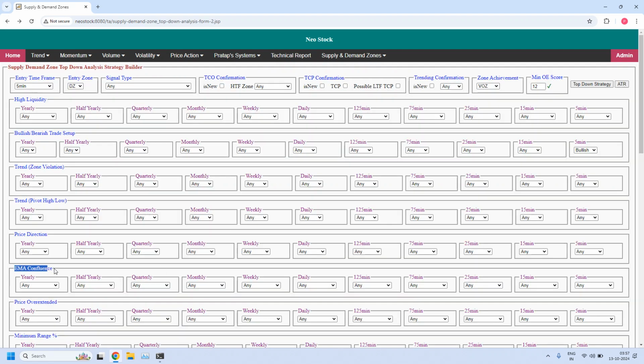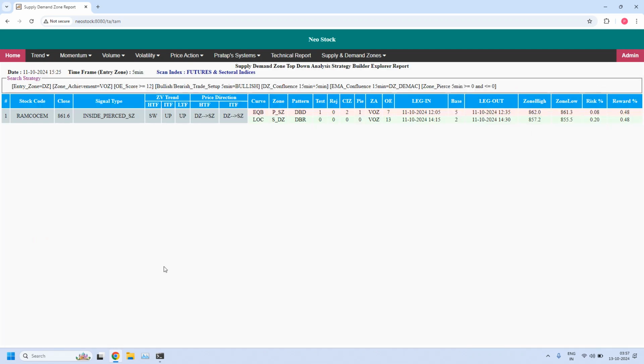So in the EMA confluence at 15 minutes time frame, because the 5 minute zone is part of the 15 minute zone, are they having a daily EMA confluence? The 15 minutes demand zone with daily EMA confluence. Oh, one stock is filtered. So this demand zone is a high probability setup.